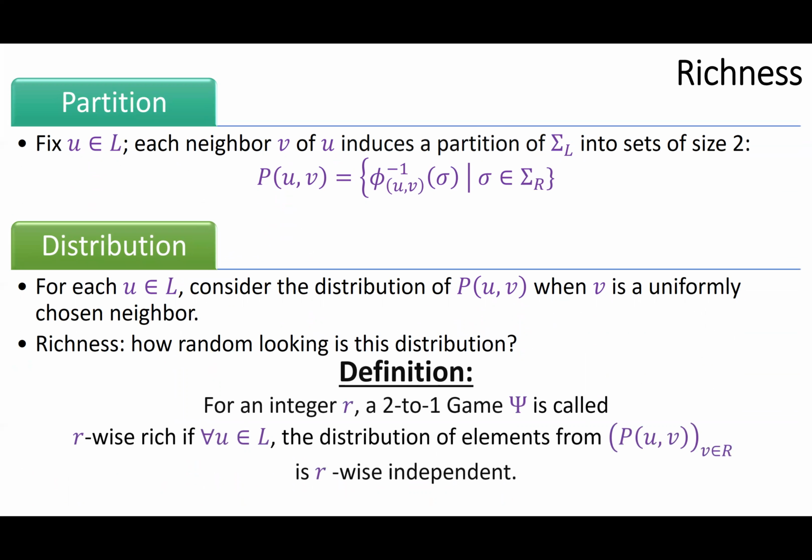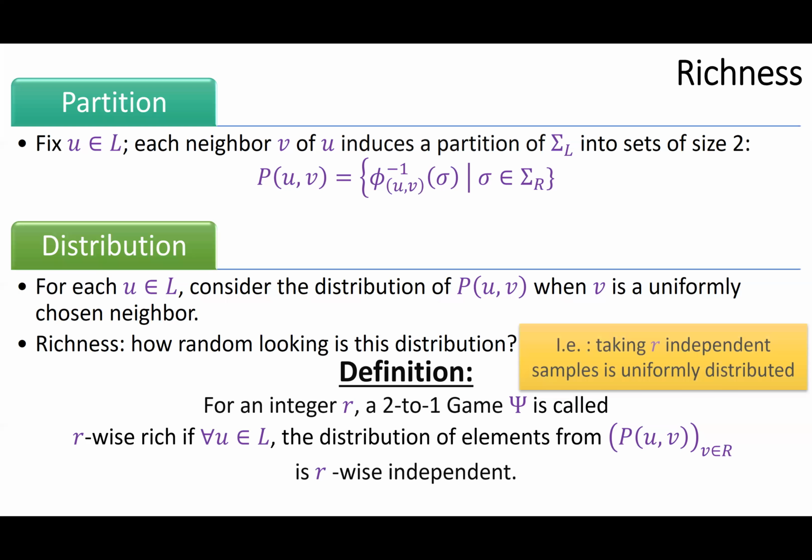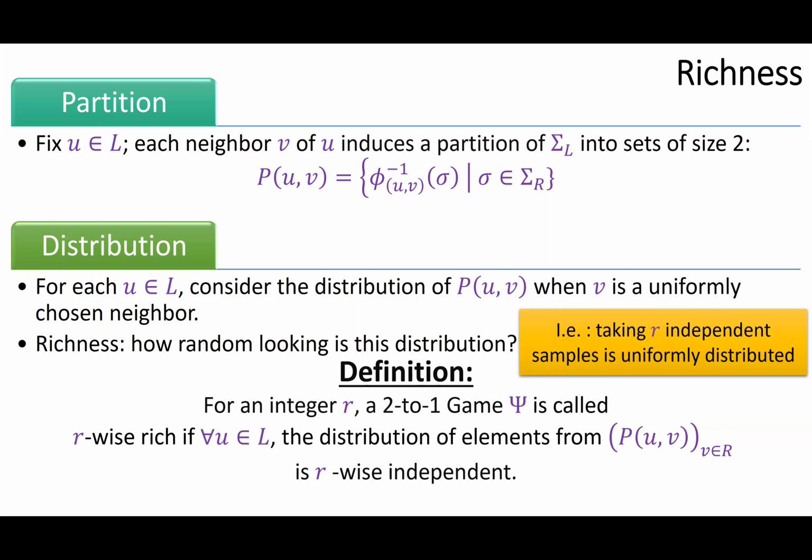So here is the definition. For an integer R and a 2-to-1 game, we say that the 2-to-1 game is R-wise rich if for each vertex U on the left, if you look at the distribution of the partitions that is associated with it, this distribution is R-wise independent, in the sense that if I tell you R-1 pairs in it, the R-th pair would still look uniform.